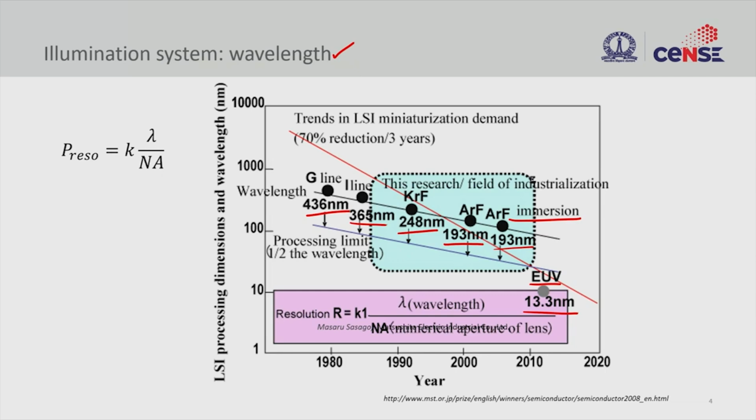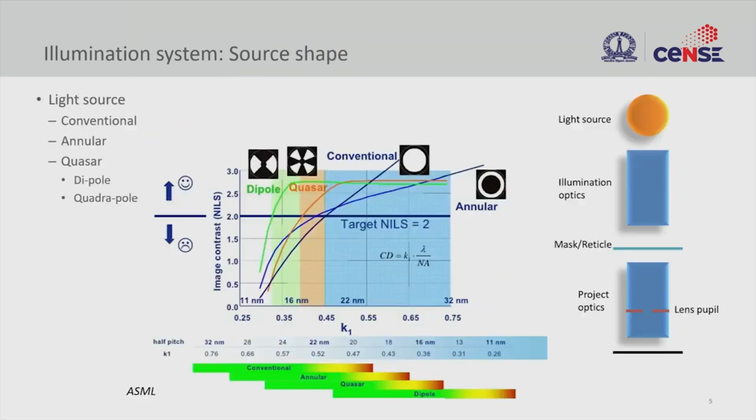As a takeaway from this slide, we are reducing the wavelength in order to achieve resolution. But there again there are challenges: it is not just reducing the wavelength, the associated resist, lens and other optics should also evolve. In this case, for the resolution, we are only attacking lambda. We are trying to reduce lambda so that we can reduce the pitch.